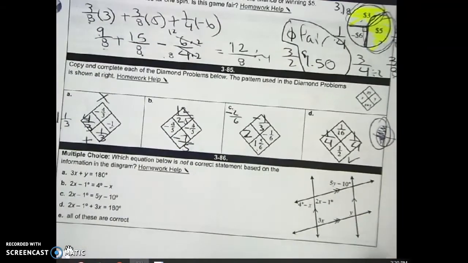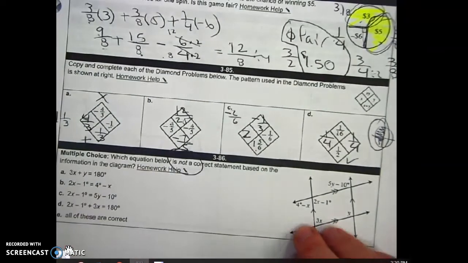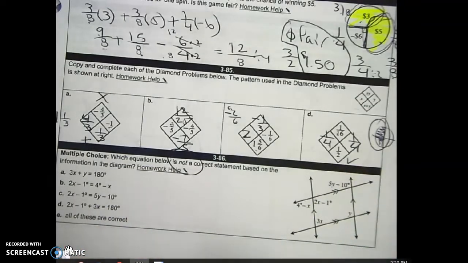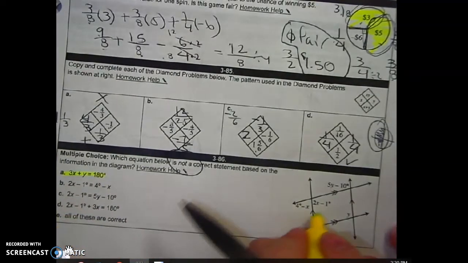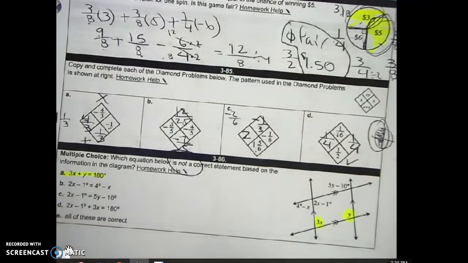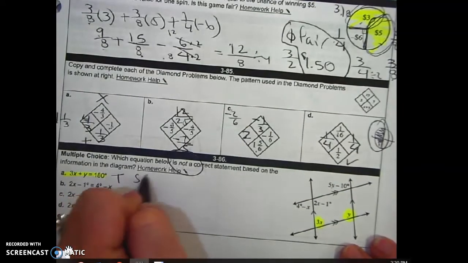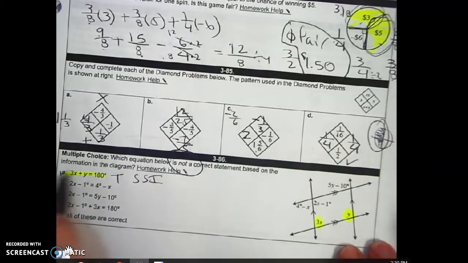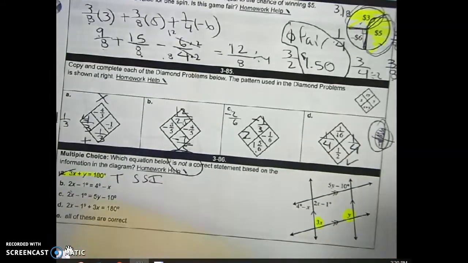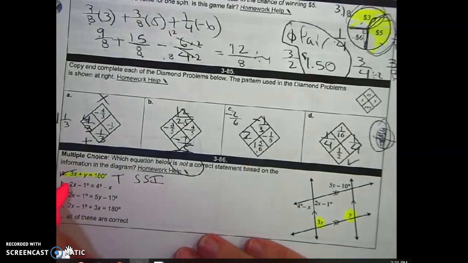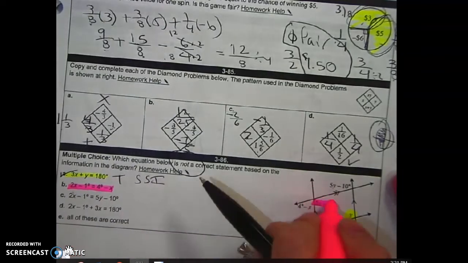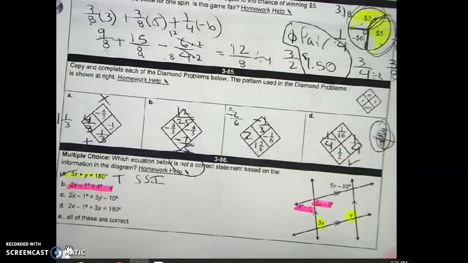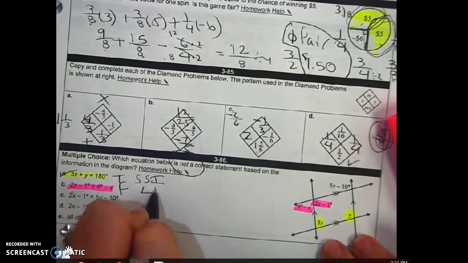Okay, which equation is not a correct statement? So they're saying 3x plus y is 180. That's true because of same side interior. So that one's good, but don't circle it. This one is saying that this equals this. That's not true. That's false because they're a linear pair.